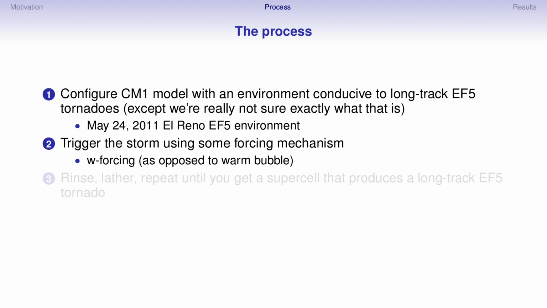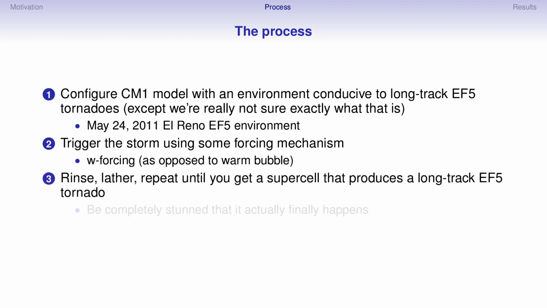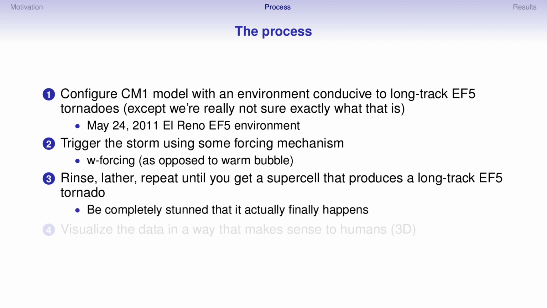I won't go into details, but the warm bubble type approach doesn't always work with these storms that have caps and things like that. Then you do this more than once because it never works the first time. The model blows up, the storm moves out of the box, a million things can go wrong, and then it happens and you go, wow, that actually happened. And then you start showing talks around. And then you visualize the data in a way that makes sense to humans.